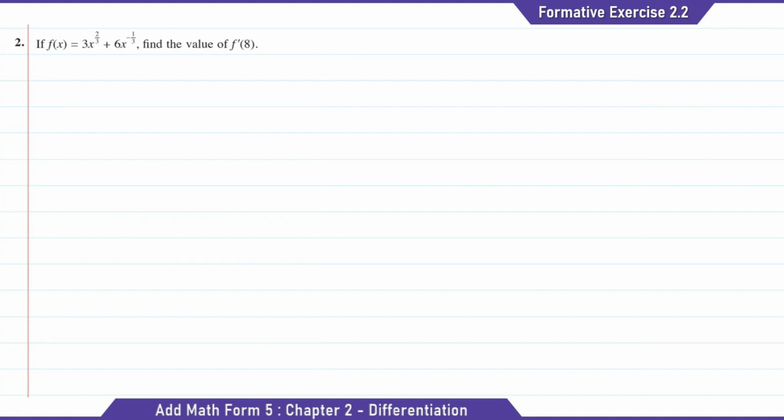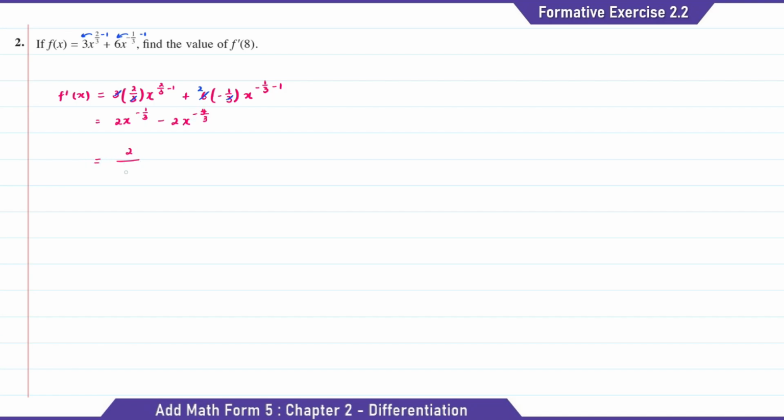Question number 2. If f of x is equal to 3x to the power of 2 over 3 plus 6x to the power of negative 1 over 3, find the value of the first derivative of f of x. The first derivative of f will be 3 times 2 over 3 x to the power of 2 over 3 minus 1 plus 6 times negative 1 over 3 x to the power of negative 1 over 3 minus 1. Next, we're going to get 2x to the power of negative 1 over 3 minus 2x to the power of negative 4 over 3.